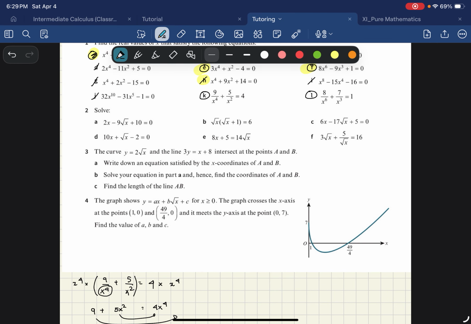So you can solve L using the same idea. It just involves a different power. So you multiply through with x to the power 6. You get something that is similar to all of the questions that we've done before.